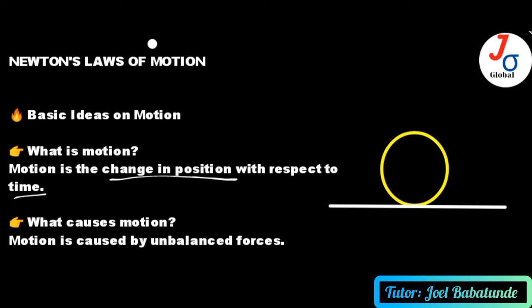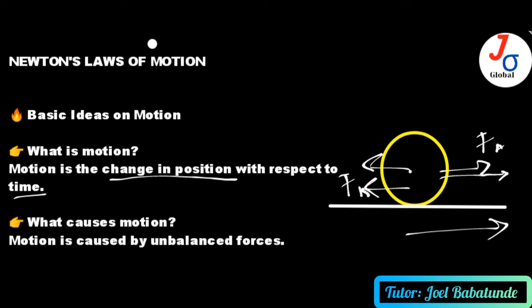Then we move to what exactly causes motion. Motion is actually caused by unbalanced forces. What do I mean by that? Let's say that a force is pulling this ball towards this direction. Let's call that FA. And then another force is pulling this ball to the back. Let's call this FB. If this force here is greater than the force that's pulling this way, of course, then the ball tends to move in this direction because the force in this direction is actually greater than the force in the other direction.